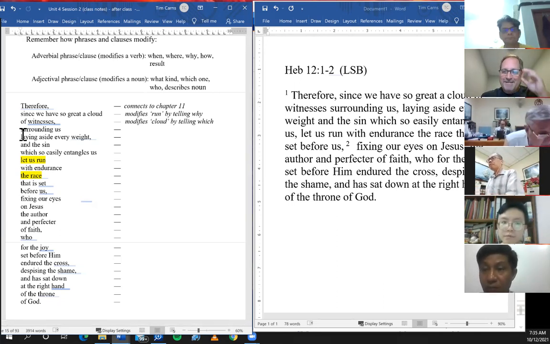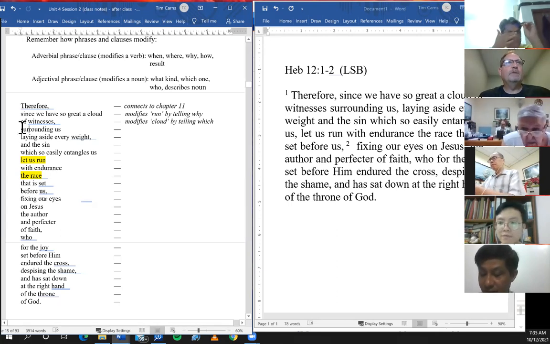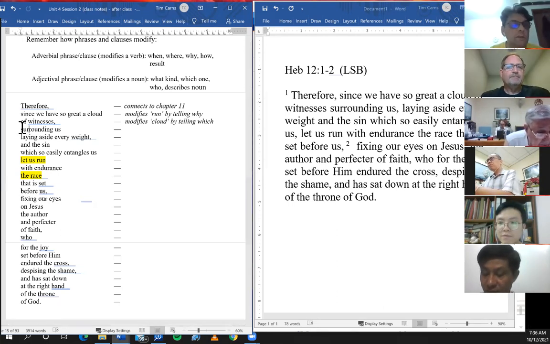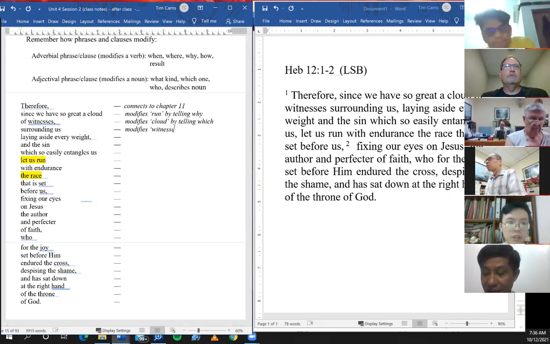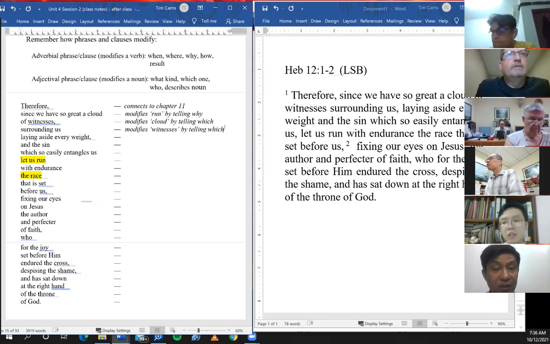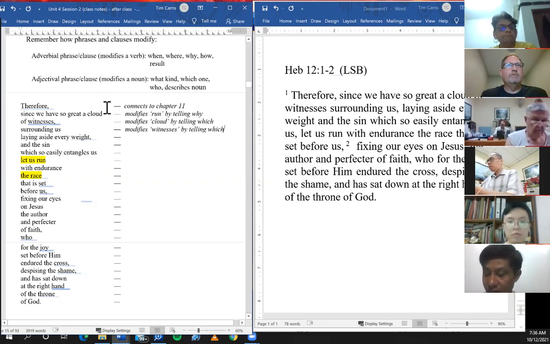All right. So, Pastor Philip, what about surrounding us? What do you think it is modifying, and how? Yeah, Pastor, I think surrounding us, this phrase modifies witnesses by telling which witnesses. Yes. Yeah, it's describing the witnesses, those witnesses who are surrounding us. So good, very good. How about laying aside every weight?